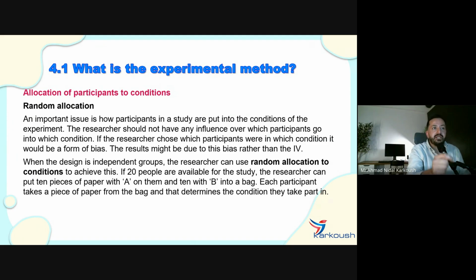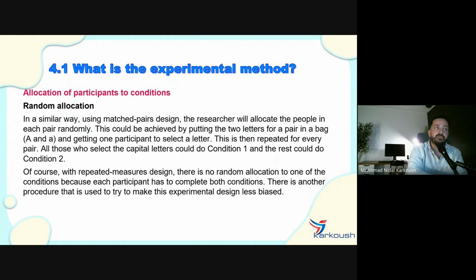So when we design an independent group, the researcher can use random allocation. And this was Dareen's question: how do we group people? You can use random allocation. To achieve this, if 20 people are available for the study, the researcher can put 10 pieces of paper with condition A and 10 with condition B into a bag, and then each participant takes a piece of paper from the bag that determines the condition they take part in. This random allocation removes bias.